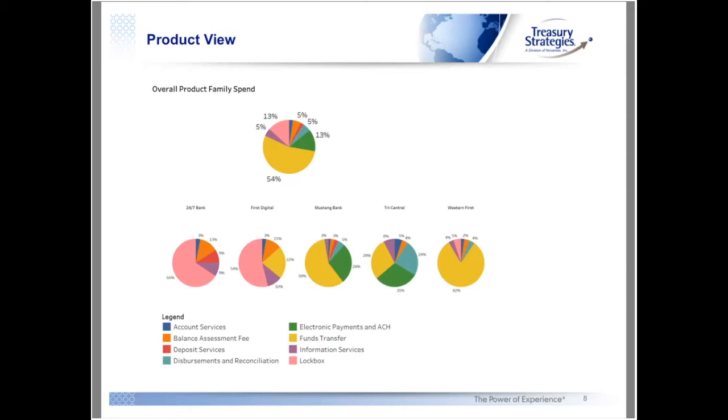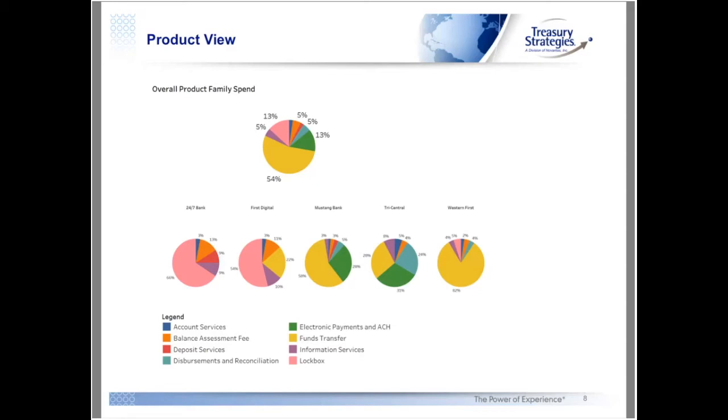Now, another view of the data is the product view. And at Treasury Strategies, as you know, we consult the corporate treasuries on the structure of their treasury and banking and service environment. What we see here, from our practice, we've taken those couple thousand different codes that you might get on your account analyses and rolled them up into a series of easy-to-understand product families for you. You can see on the top circle, the total spend broken down by product family, but we make it very easy to get the big picture. So across the 5 banks, we can see in the middle here the 5 circle charts, and just by looking at the colors, you can see that 24/7 Bank and First Digital appear to be the 2 lockbox banks.